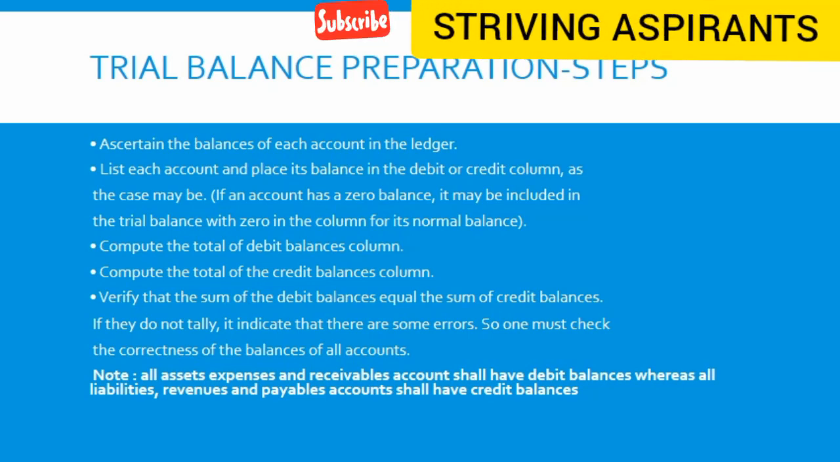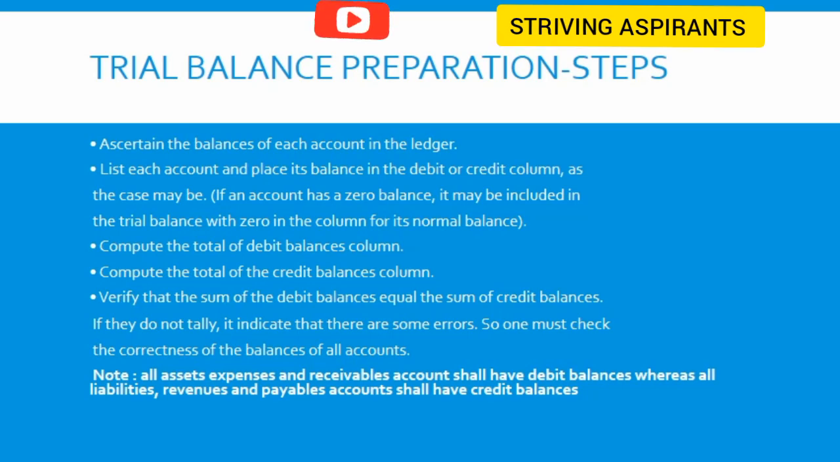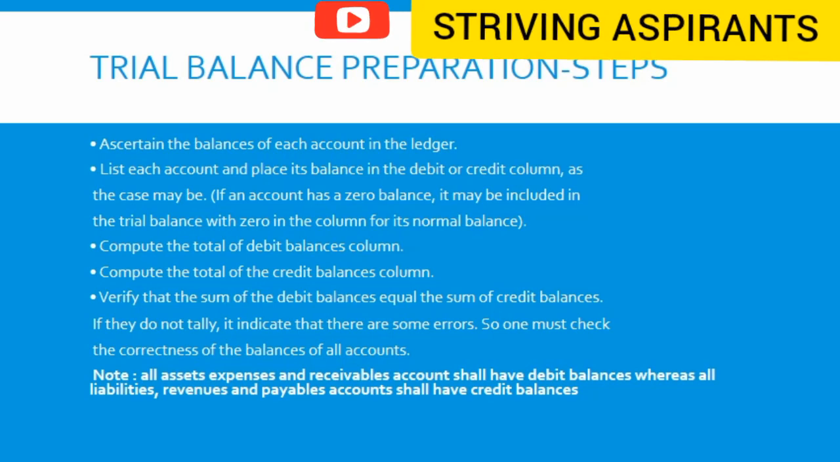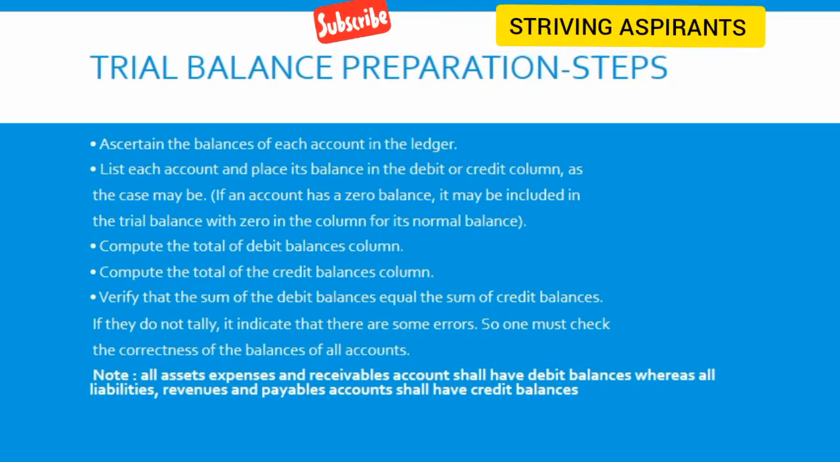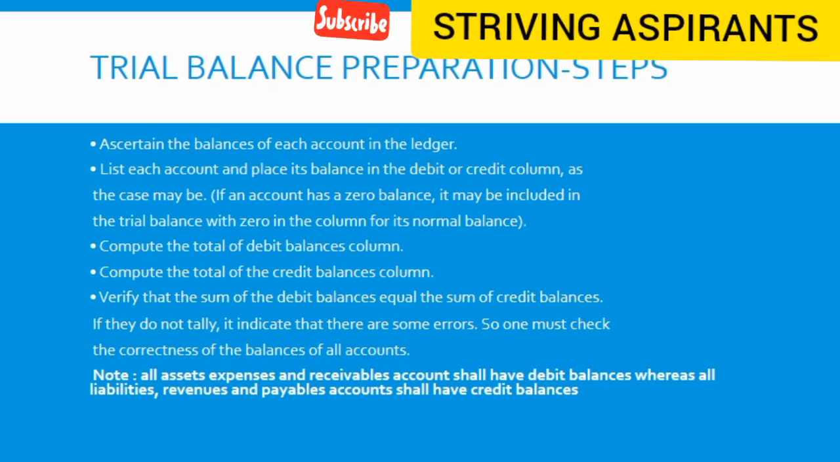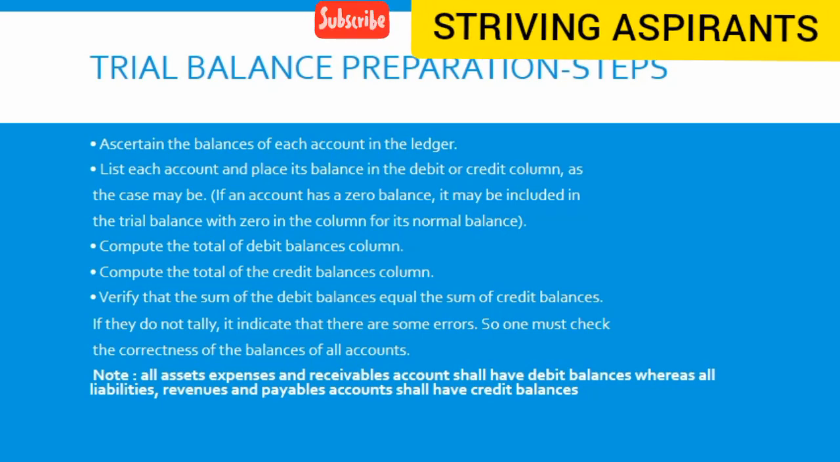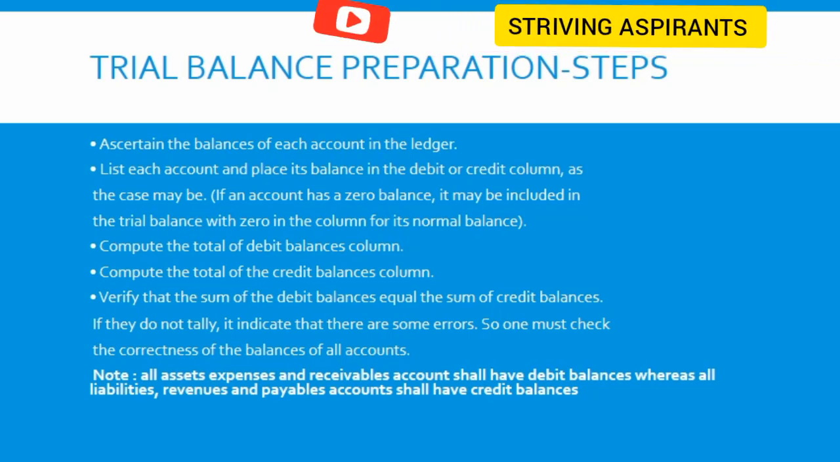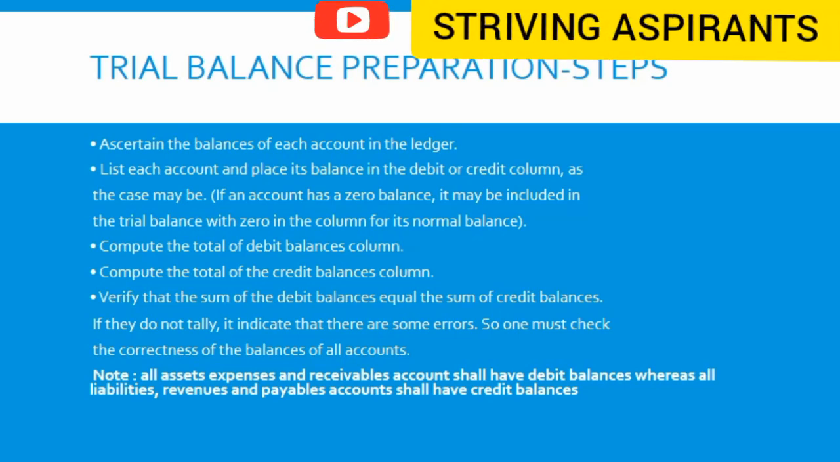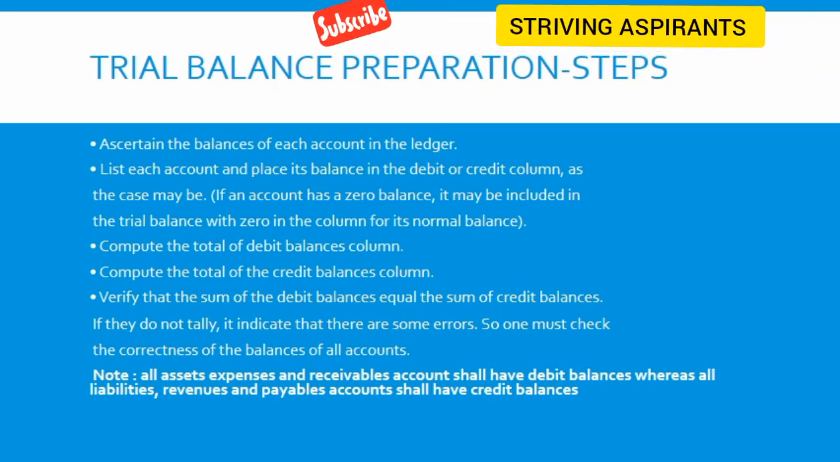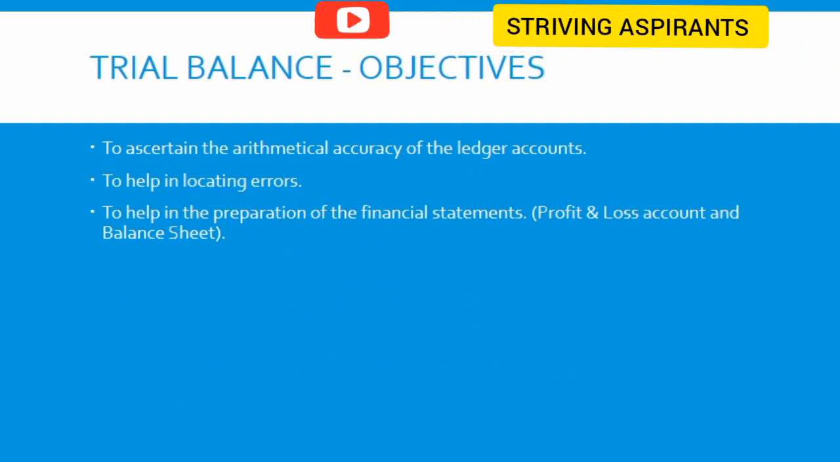Another important point we have to keep in mind is this one. All assets, expense or loss and receivables accounts shall have debit balance. Means all that balance amount will come in the debit balance column of trial balance. And all liabilities, revenues or income and payables accounts shall have credit balance. Similarly, all those amounts will come in the credit column of trial balance.